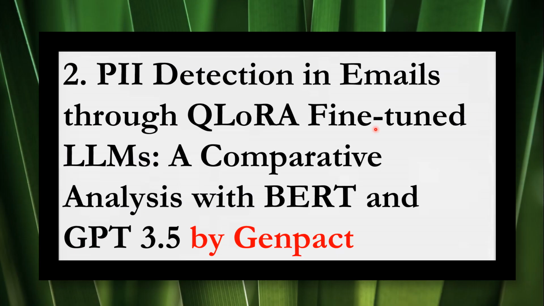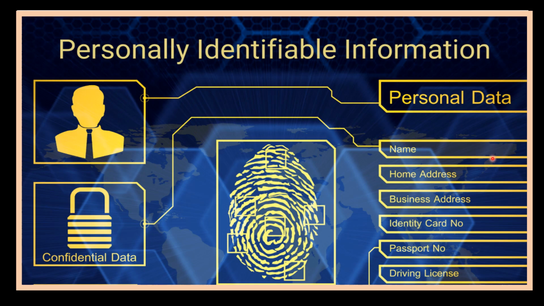The next paper was "PII Detection in Emails through LoRA Fine-Tuned LLM: A Comparative Analysis with BERT and GPT-3" by the company Genpact. Well, this paper explores the use of fine-tuned LLMs for detecting and masking PII, or personally identifiable information. It helps in enhancing data security and ensuring domain adaptability. And the technique that they used was Vicuna 7B. Well, Vicuna 7B is a machine learning model which is designed for natural language processing tasks such as detecting personally identifiable information in text.